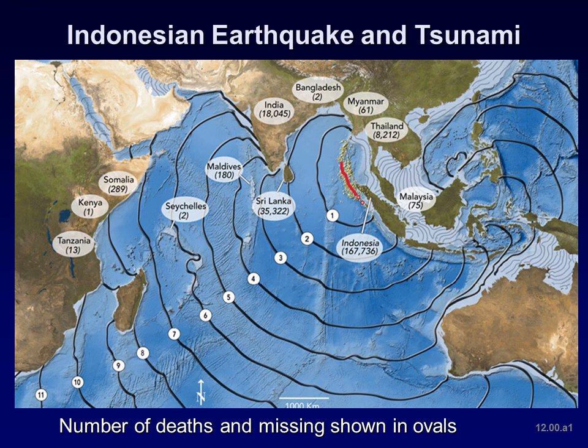This earthquake was located at a subduction zone between the Indian and Australian plate. Because it was underwater, it caused a giant tsunami. We could not have stopped the earthquake. We could not have stopped the tsunami. But if proper warning systems had been in place, much of the loss of life could have been prevented.